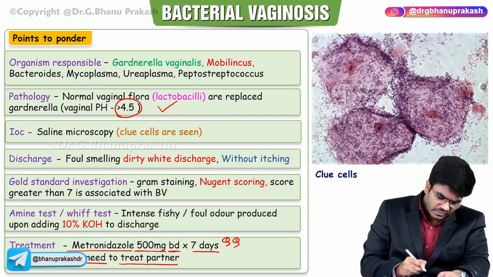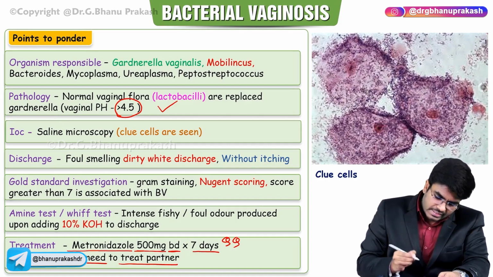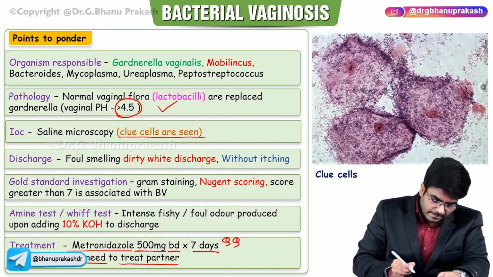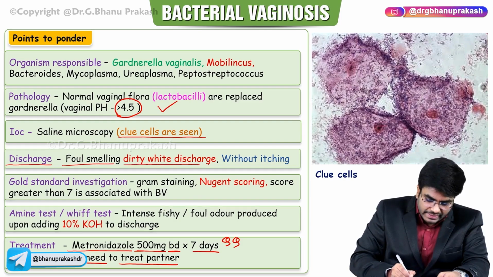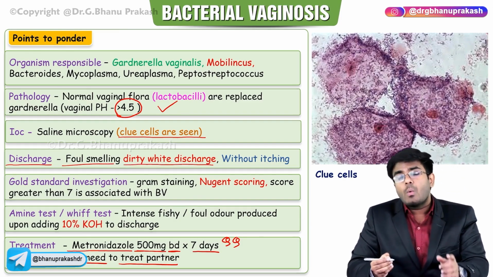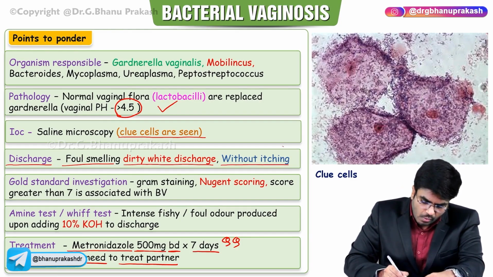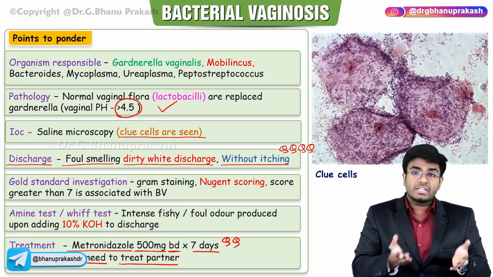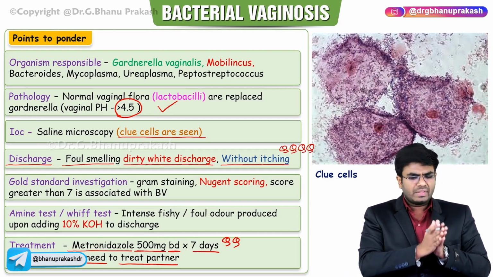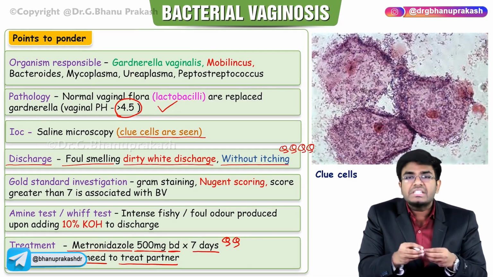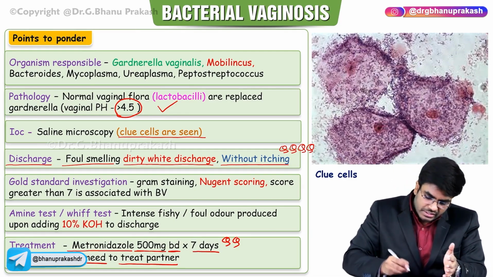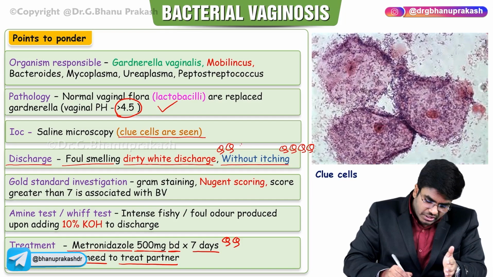Important. Now, the investigation of choice is saline microscopy. You can see the clue cells. What about the discharge? The discharge is foul smelling, with dirty white or grey discharge. What about the itching, guys? MCQ. This is the MCQ. Why is there no itching? There is no itching because there is no inflammation. In the starting itself I have said there is no inflammation. It's just discharge. So in this condition there is no itching present.